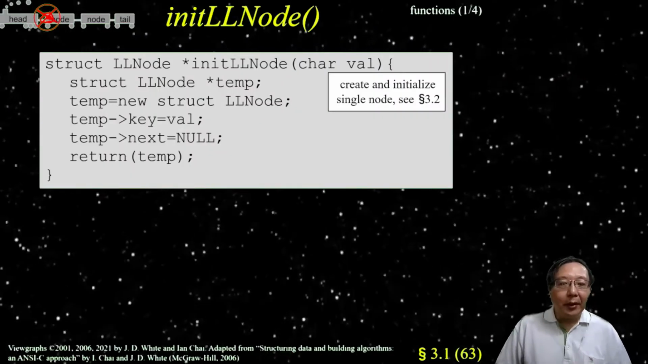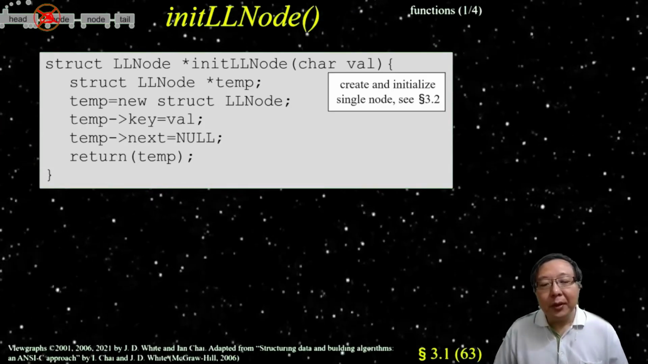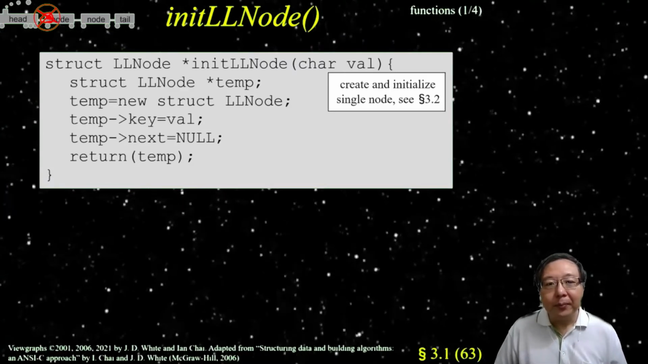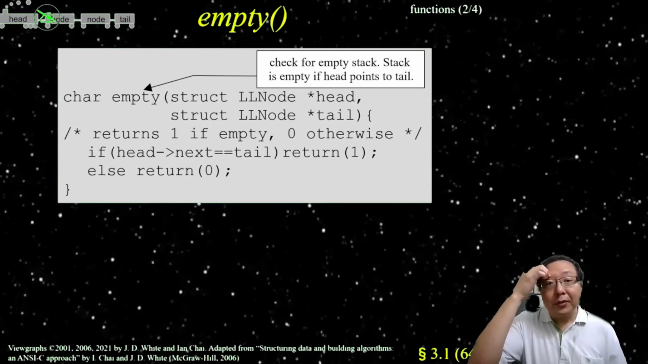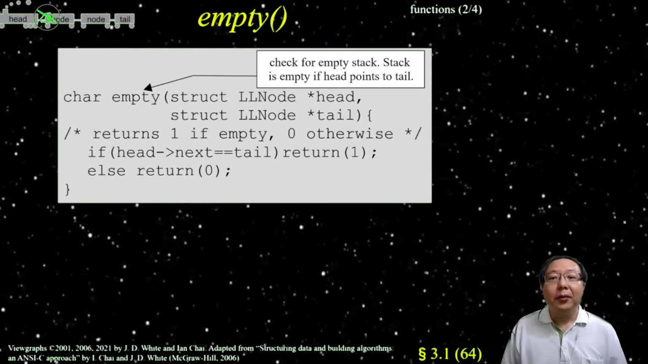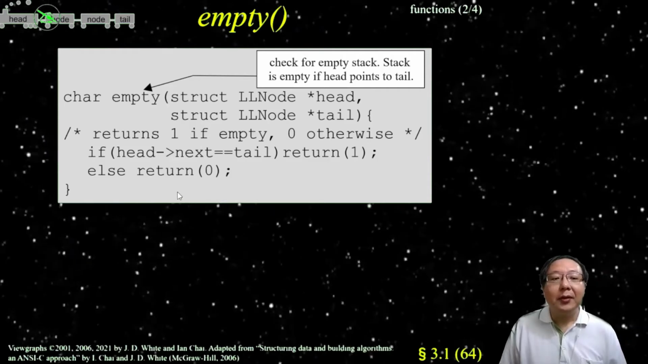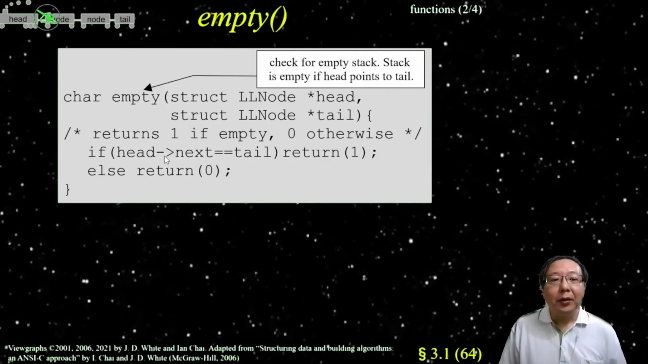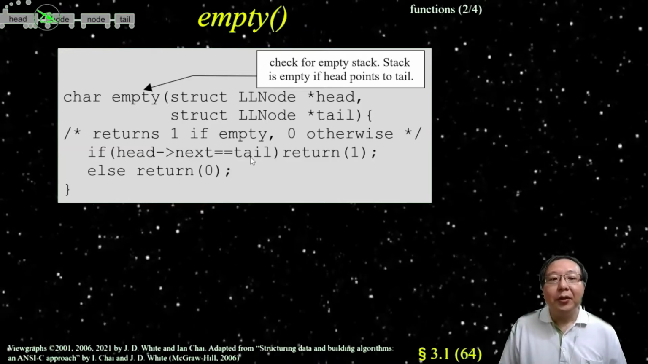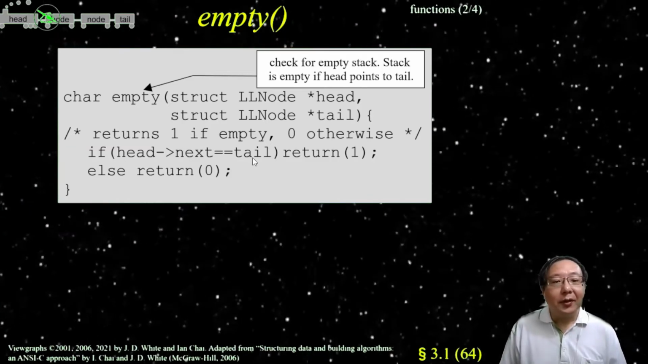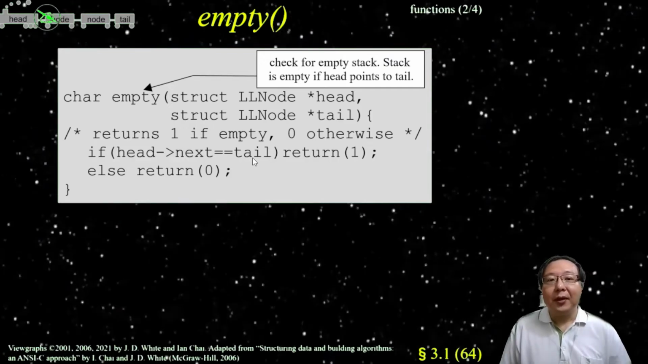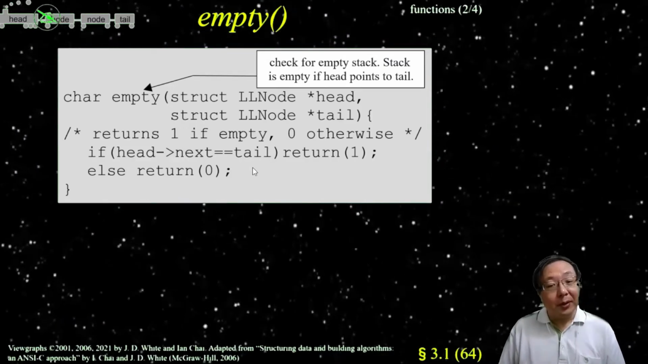This is the same init.ll node that we used in the earlier linked list program. This code checks to see if the stack is empty. The way that we tell that the stack is empty is the head node is pointing next to the tail node immediately. That means the head node is connected directly to the tail node. That means that there is no data in between. That means the stack is empty.